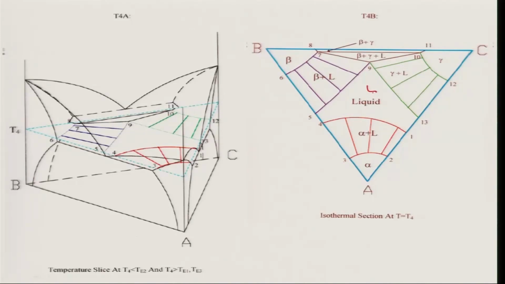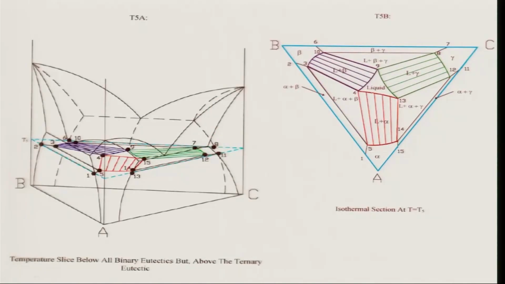So if I still go down in temperature, below all the binary eutectics, that is easy. What will happen? You have a triangle between alpha plus gamma, what is known as liquid plus alpha plus beta, liquid plus beta plus alpha, then between A and C liquid plus alpha plus gamma, and between B and C liquid plus beta plus gamma. Three triangles as the three phase regions, and two phase regions extending from them: liquid plus beta, liquid plus gamma, liquid plus alpha.